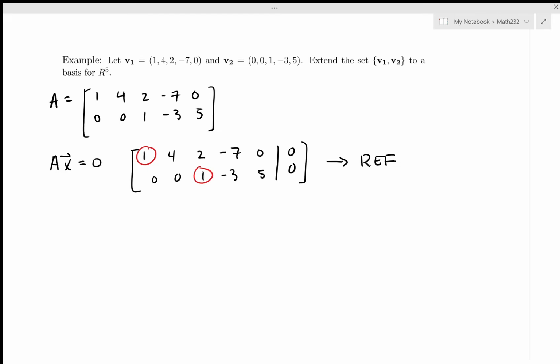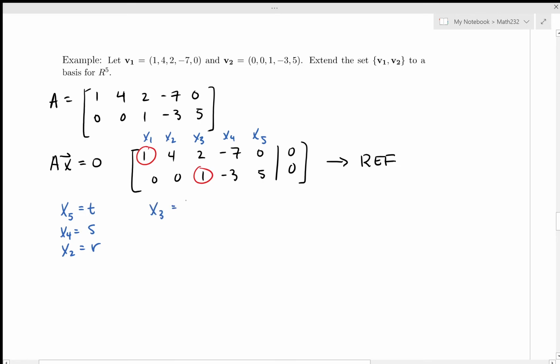So we can see from this, this is x1, x2, x3, x4, and x5. So we see that x2, x4, and x5 are free variables. So I'm going to assign them to some parameters. And x2 I'm going to assign to r. Okay, then I'm going to see what x3 and x1 look like. Well, x3 is going to be 3s minus 5t. That's coming from this row right here.